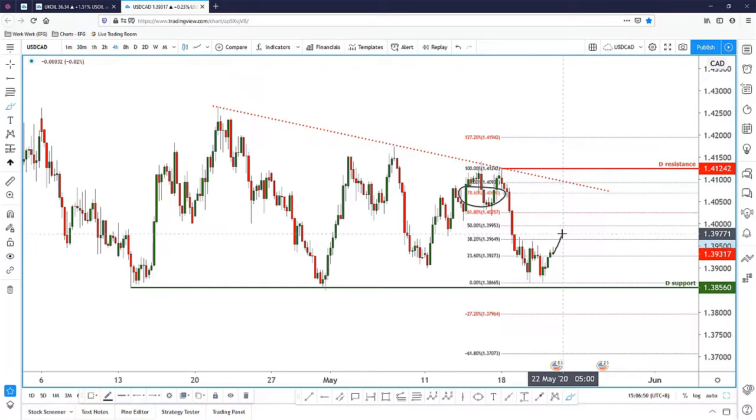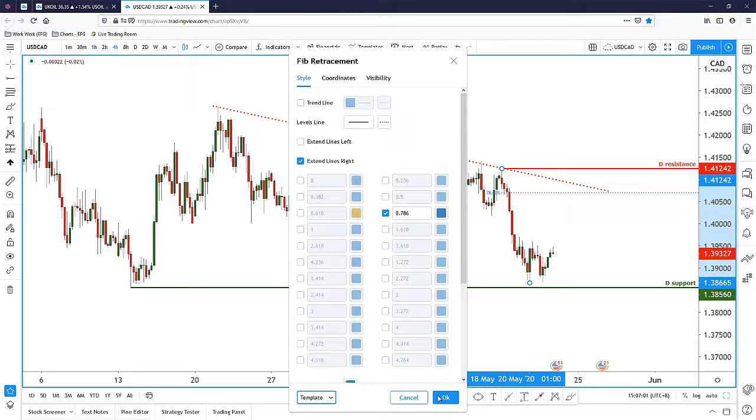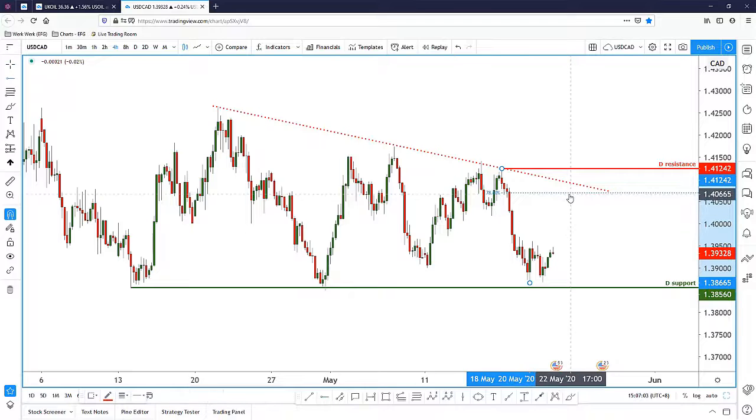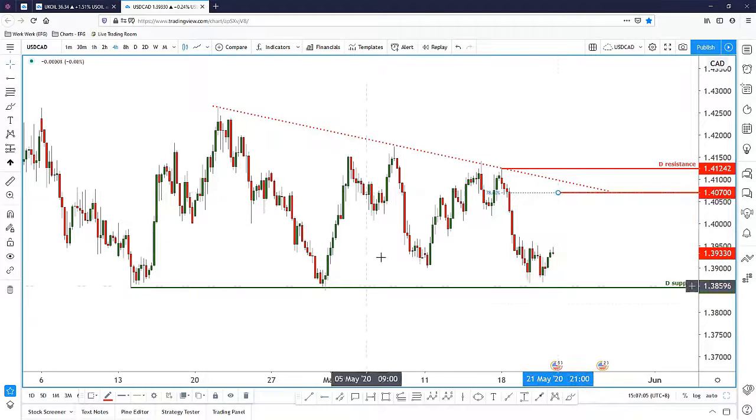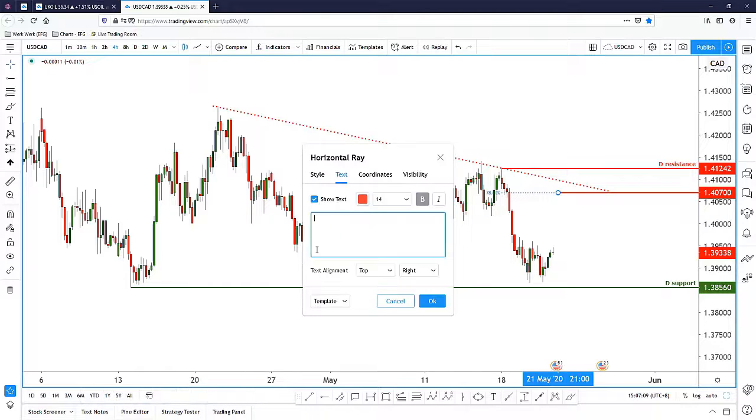Should price break the double bottom pattern, we can see that it will slowly push up towards where the trend line meets the 78.6 level. So let's just put a 78.6 level there, and let's call it the 4 hour resistance. Okay, so we have our 4 hour resistance.